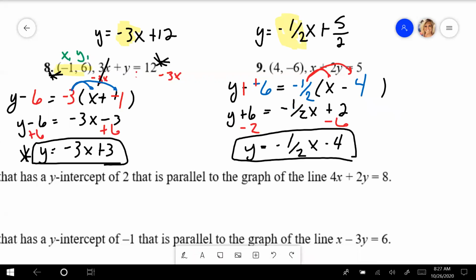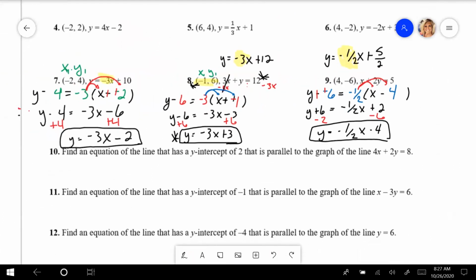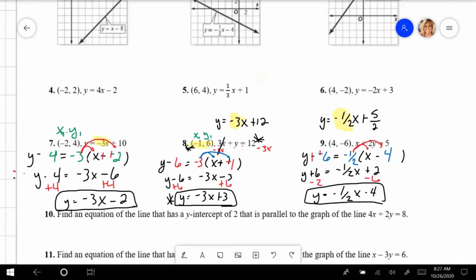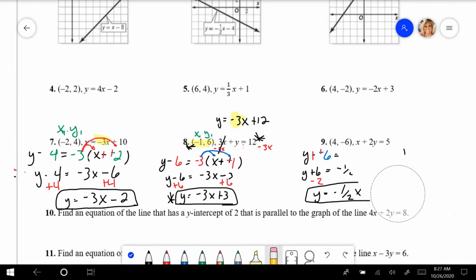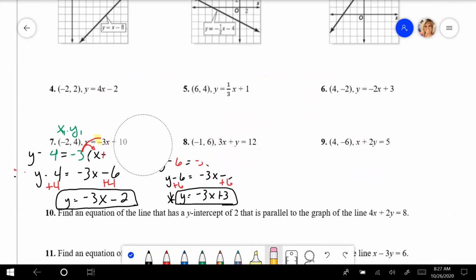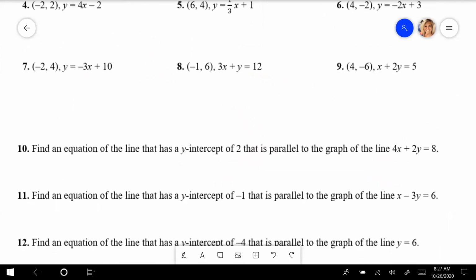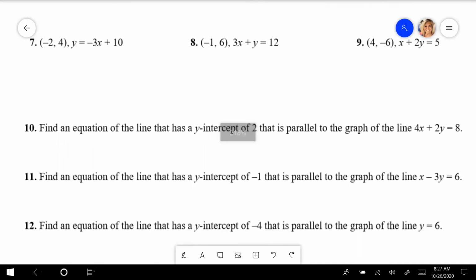I make my board a little smaller here so that I can do the next ones. Actually, we're just going to do one of these down here below. Let me try and get this situated. Here we go.